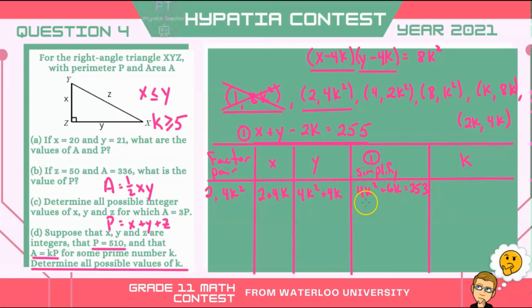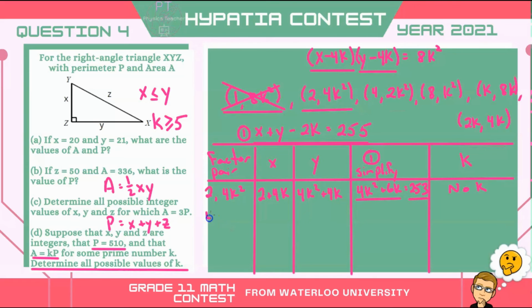Again, this is a problem. Why is it a problem? Because our left side is going to be an even number because we're multiplying by a 4 for this term, by a 6 for this term, and our right side is an odd number. So you're never going to get an integer value of k. So again, no solution or no k value.